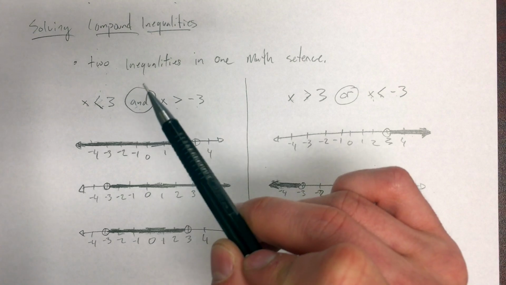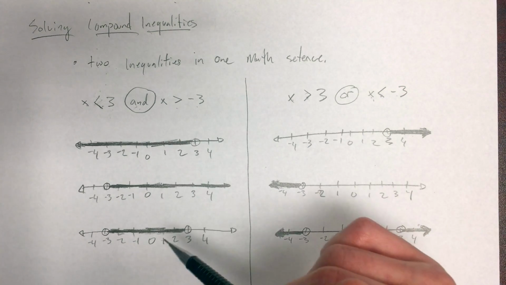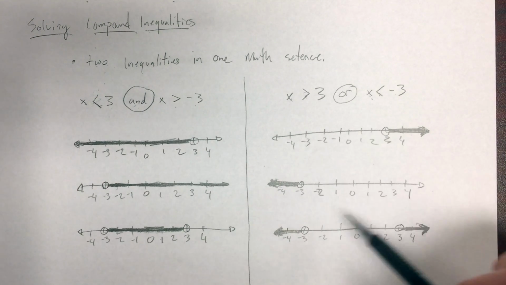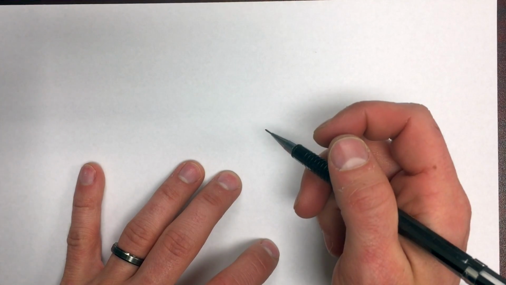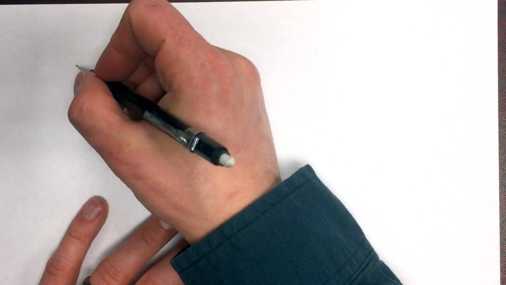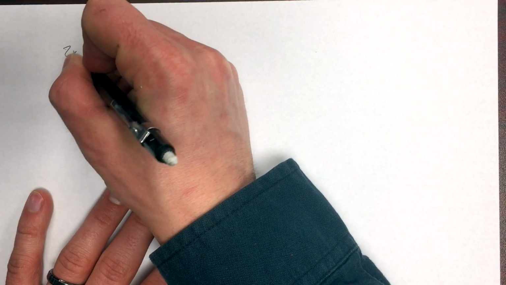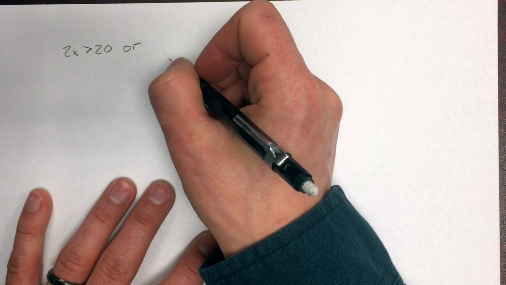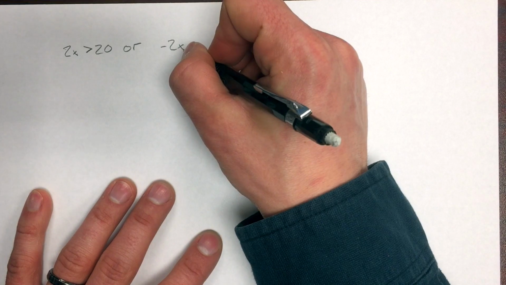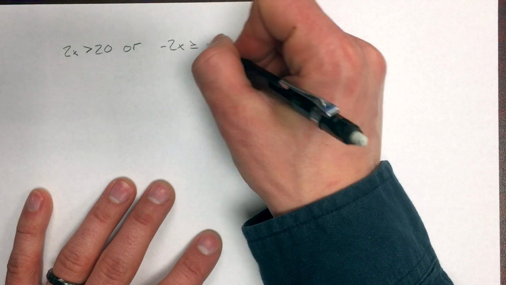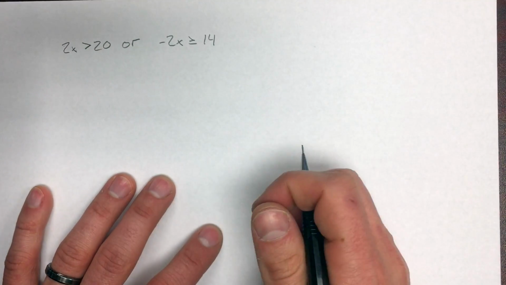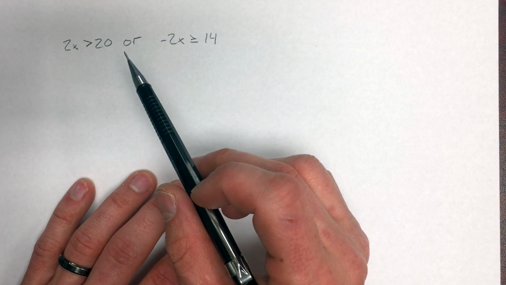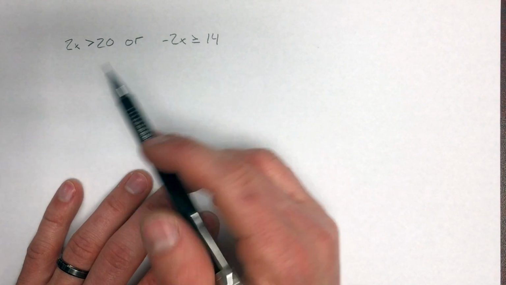Okay, that's the difference between and or. Ands are going to meet in the center. Ors don't. Okay, let's look at a more complicated example. Let's say 2x is greater than 20, or negative 2x is less than or equal to 14. Okay, so we have an or. So are they going to meet in the center? Probably not. All right, so let's just solve the inequalities.